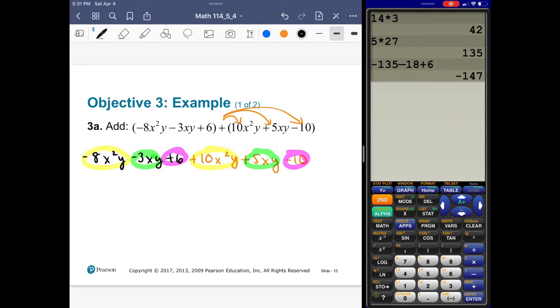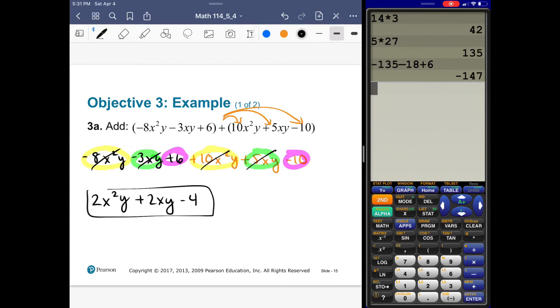So the ones in yellow, we have negative 8x squared y plus 10x squared y. That's going to give me 2x squared y. So I'm done with those two. The greens, negative 3xy plus 5xy. That's going to give me plus 2xy. Cancel those two. And then 6 minus 10 is negative 4.